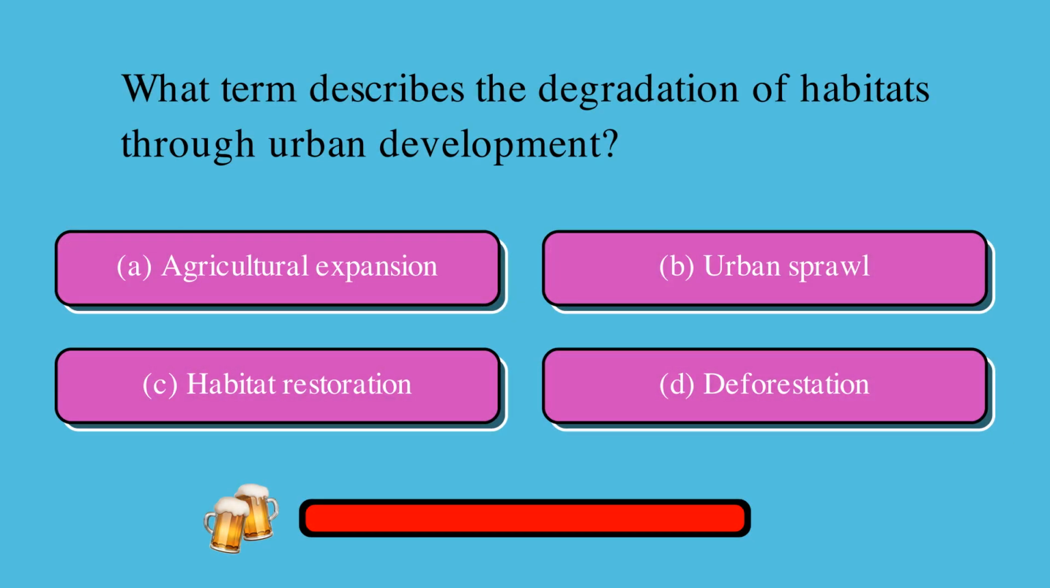What term describes the degradation of habitats through urban development? Is it A, agricultural expansion, B, urban sprawl, C, habitat restoration, or D, deforestation? The correct answer is B, urban sprawl.